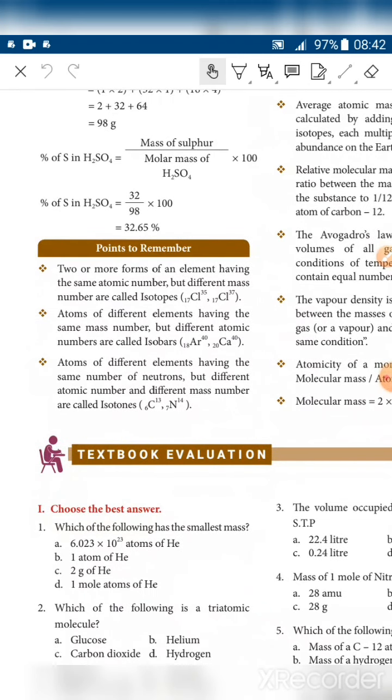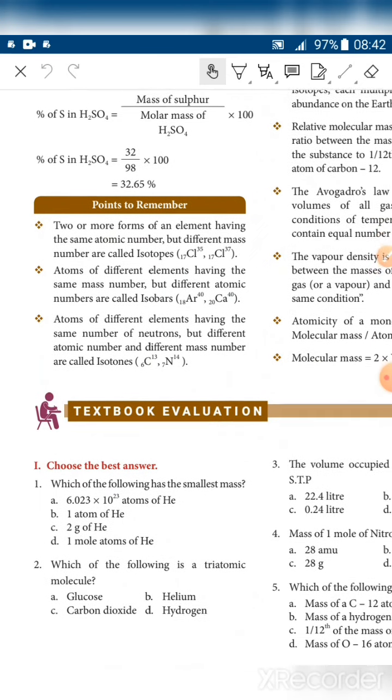Then in the points to remember, it is given that two or more forms of an element having the same atomic number but different mass number are called isotopes. That you have already revised in the postulates of the modern periodic law. Atoms of the same element, for example chlorine, with same atomic number but different mass number are called isotopes.